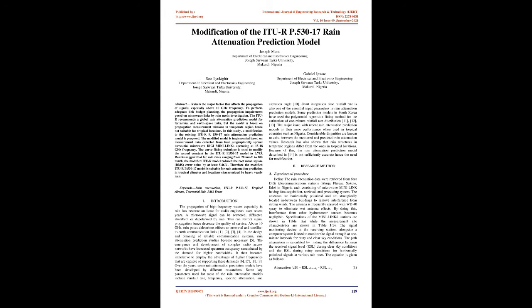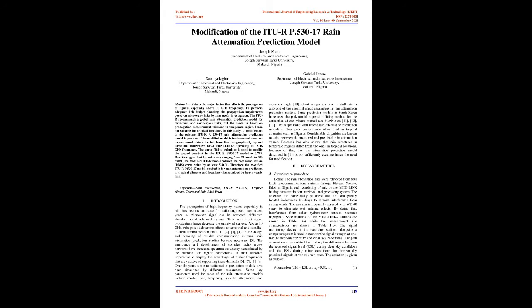The ITU-R recommends a global rain attenuation prediction model for terrestrial and Earth-space links, but the model is based on propagation measurement missions in temperate regions, hence not suitable for tropical locations. In this study, a modification to the existing ITU-R P.530-17 rain attenuation prediction model is proposed.